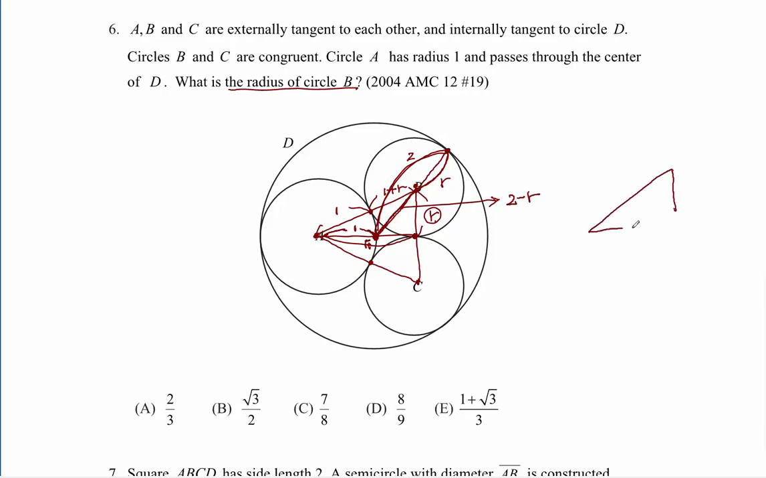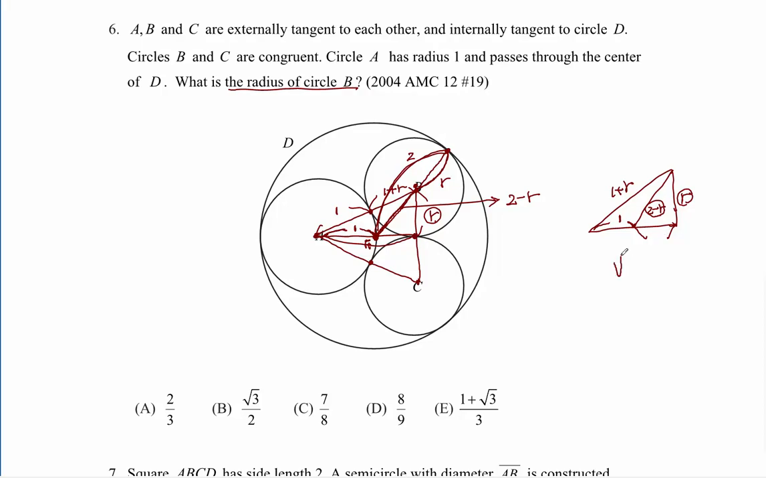How to make it clear? So we have this one: this is R, this is 1 plus R, this is 1, and this one is 2 minus R. Now we're going to apply the Pythagorean theorem, using this one and this one. Now we can find the length of this side, right?